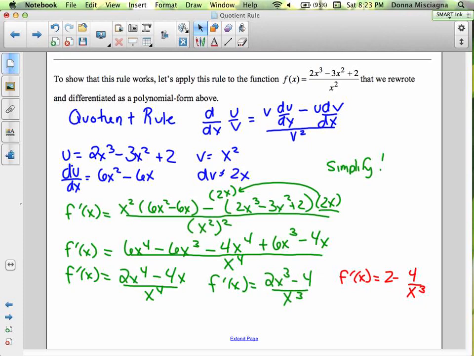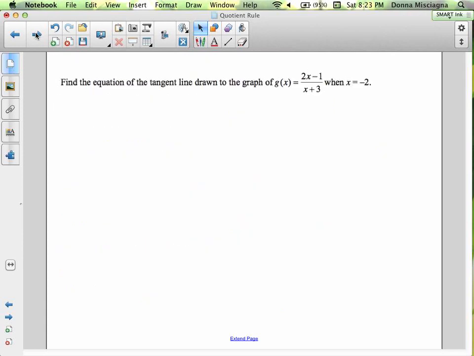But we're going to get to examples where we need to use the quotient rule. I wanted us to start with something that we could do two different ways so that you could see how the quotient rule works.